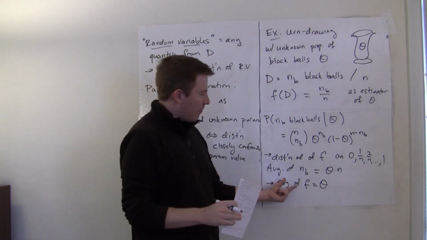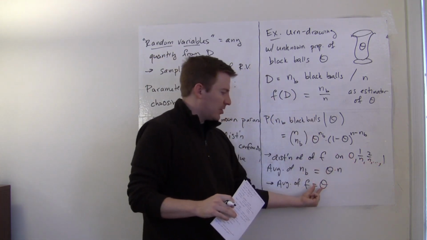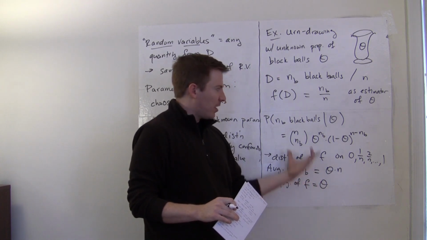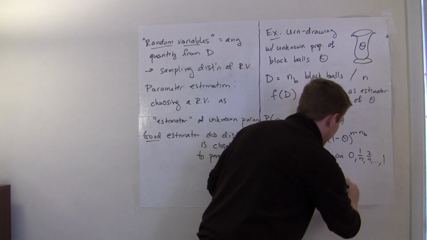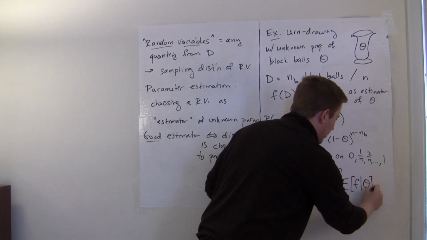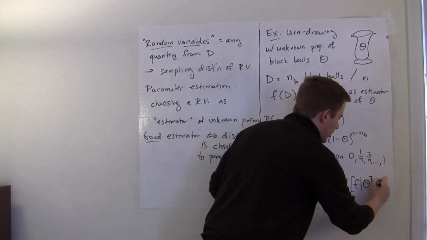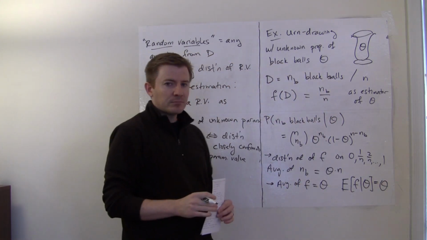The average of our summary statistic over its distribution is just equal to whatever this unknown parameter value is. And the way you might write that mathematically is with the expected value operator. You'd say the expected value of f conditional on theta, again assuming that it's fixed, although it's unknown to us, is itself the number theta.